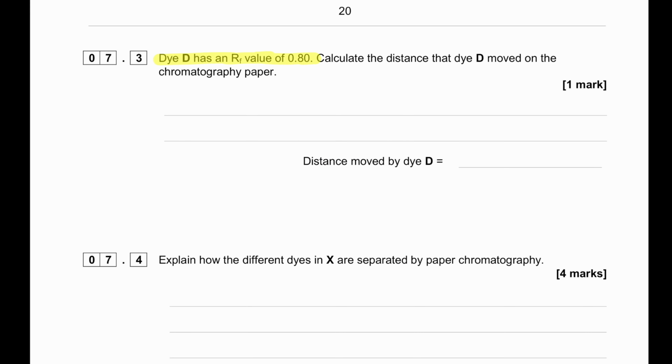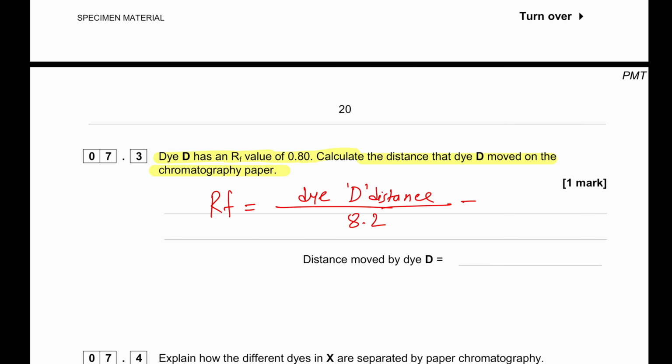Dye D has an Rf value of 0.68. Calculate the distance that the dye D moved on the chromatography paper. We know that Rf is equal to the distance traveled by dye D divided by the distance traveled by the solvent front, which is 8.2. The Rf value is already provided, which is 0.80. 0.8 times 8.2, 6.6.